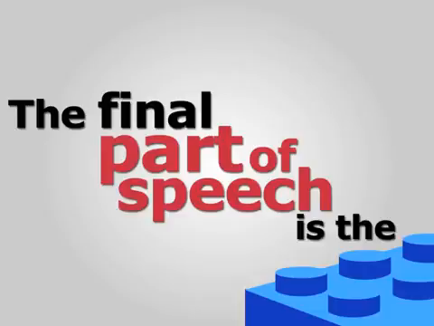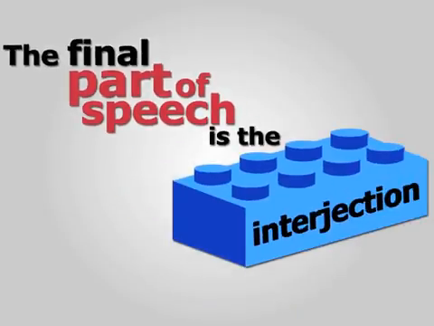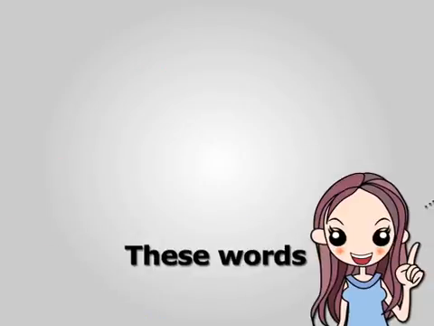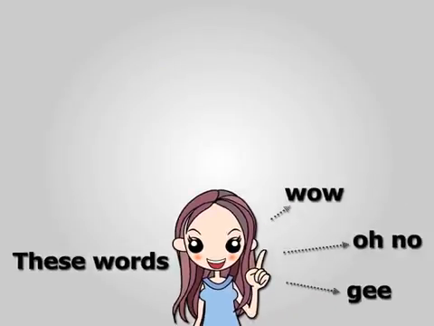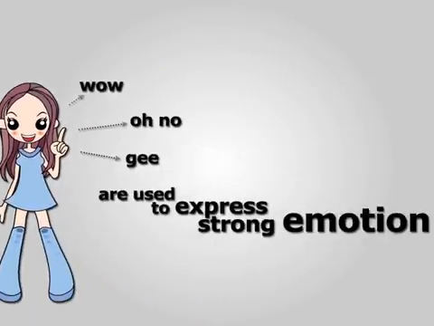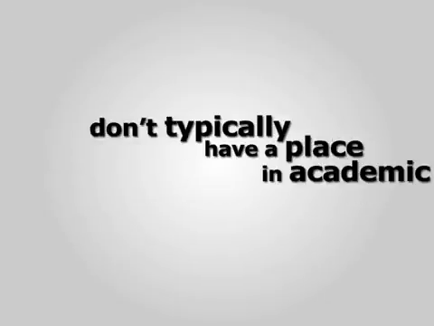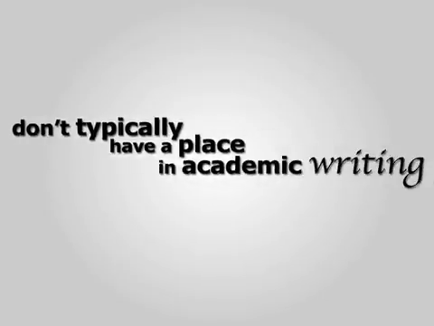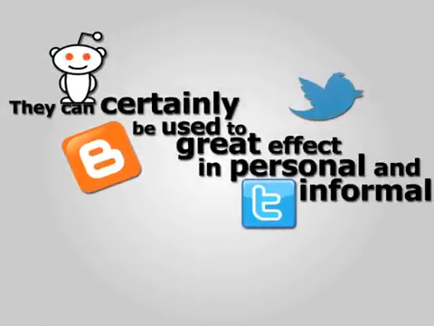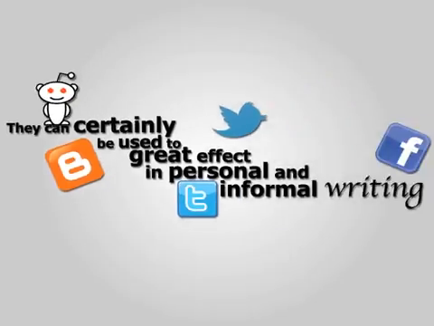The final part of speech is the interjection. These words, such as wow, oh no, and gee, are used to express strong emotion and don't typically have a place in academic writing. They can certainly be used to great effect in personal and informal writing.